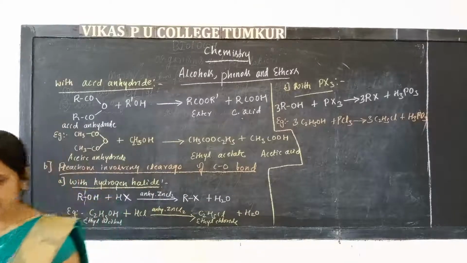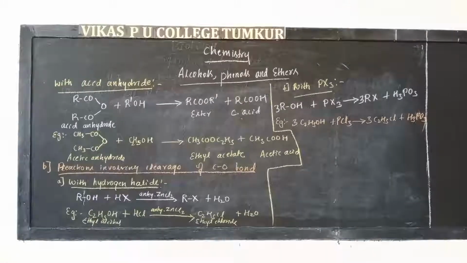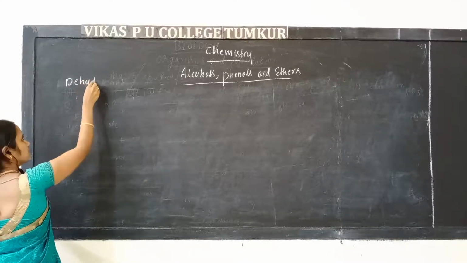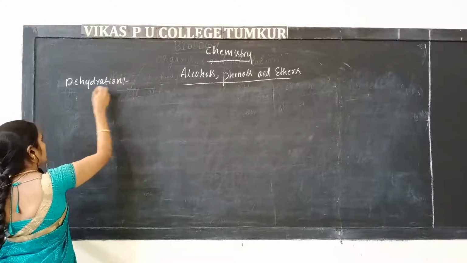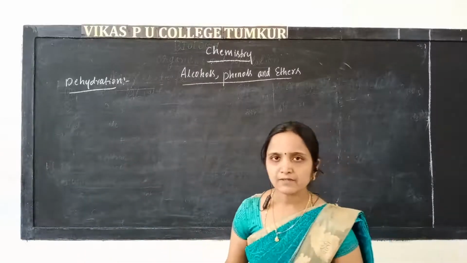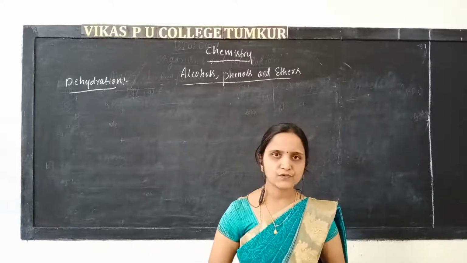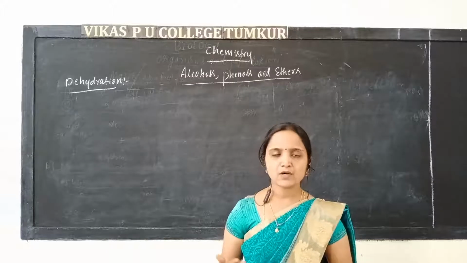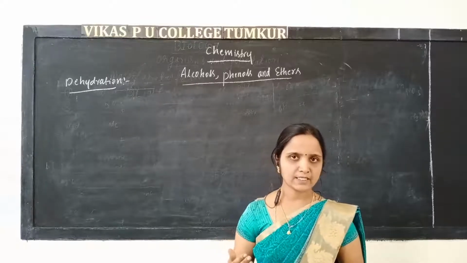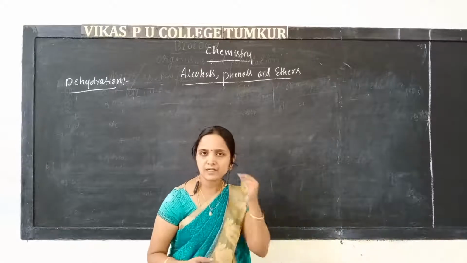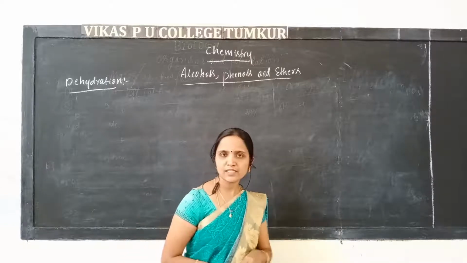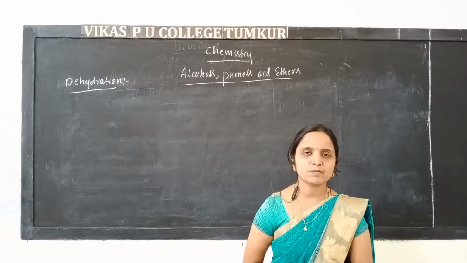Now we are going to discuss some other reactions, that is dehydration. Dehydration, as the name itself gives the meaning, is the removal of water. The alcohol is heated with concentrated sulfuric acid, H2SO4, or concentrated phosphoric acid, H3PO4, or in the presence of a catalyst like anhydrous zinc chloride or alumina. Alcohols undergo dehydration, that is removal of water, to form an alkene.